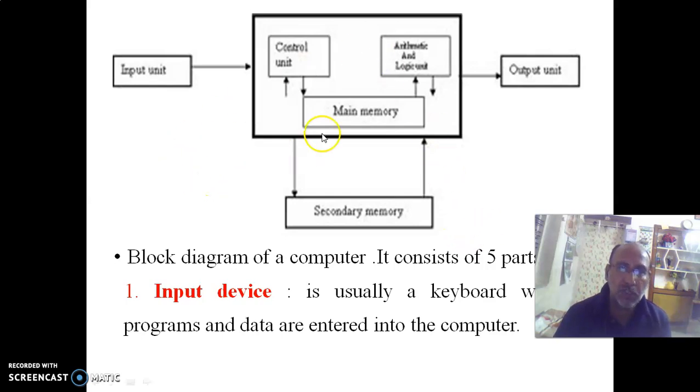The diagram shows the computer. This diagram contains the input unit, output unit, and here in this part the CPU. The CPU contains the control unit and arithmetic logic unit and also the memory.